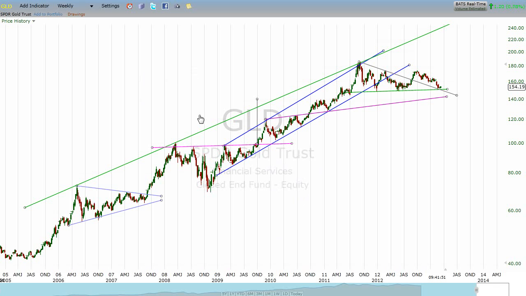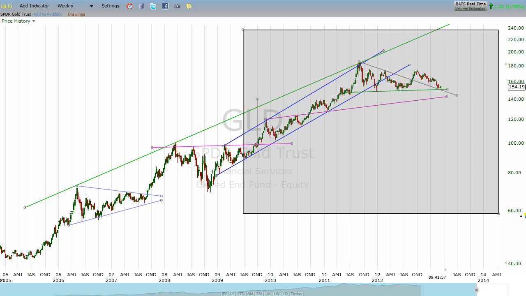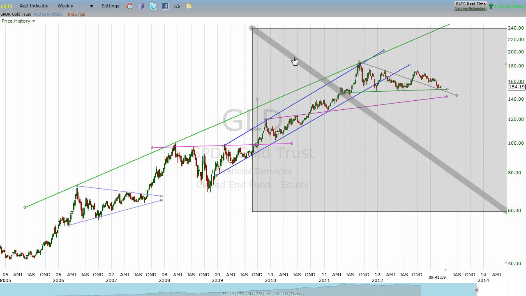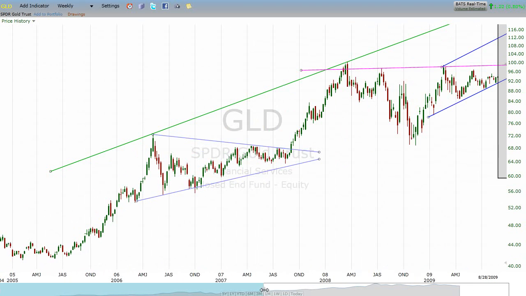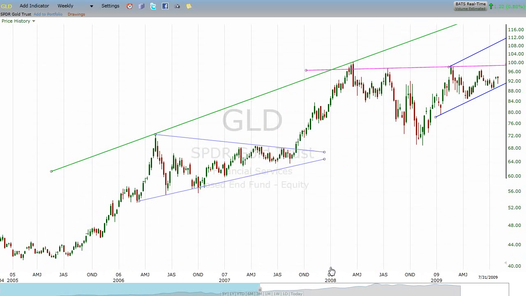Now let's do this just for the sake of argument. This is what the chart looked like back then. Okay? Forget everything that's in this gray square. All we could see, or we could do it this way. This was all we could see.